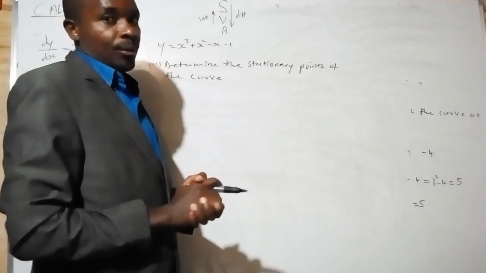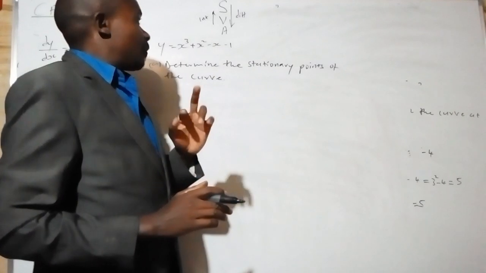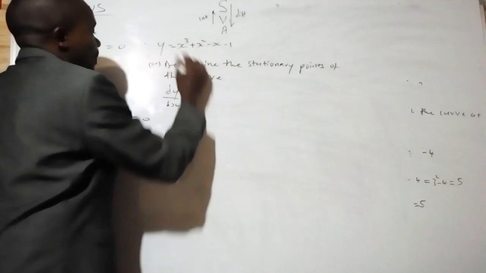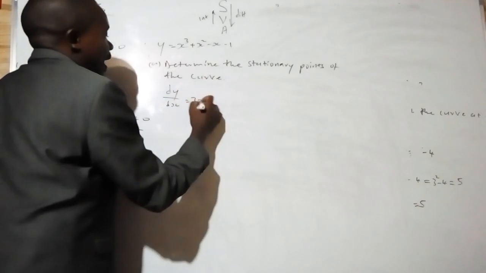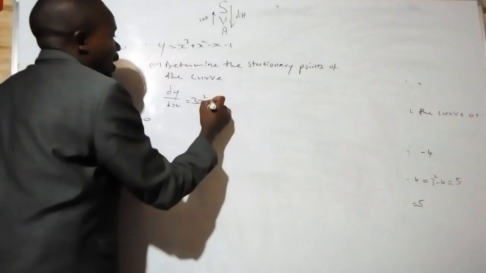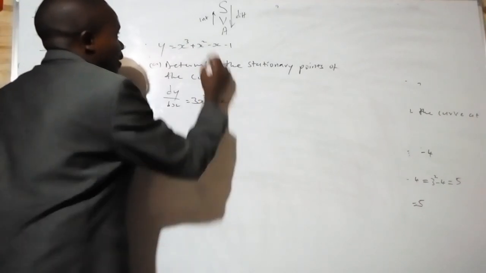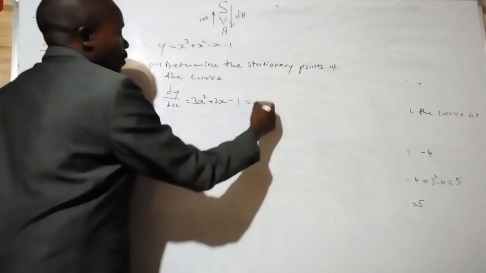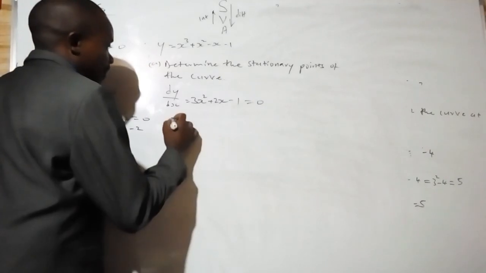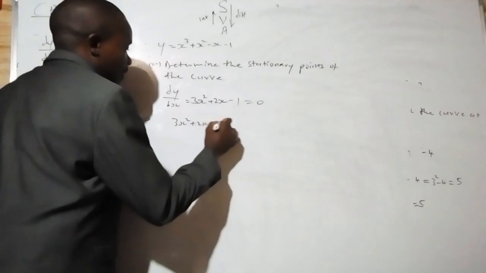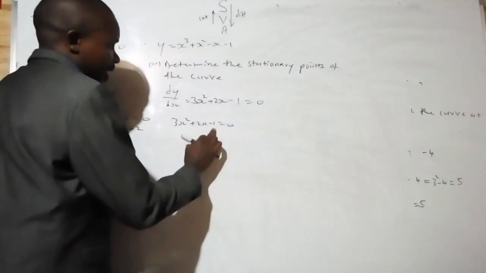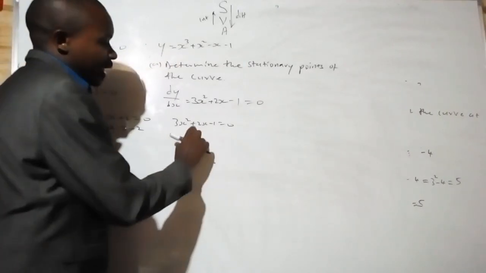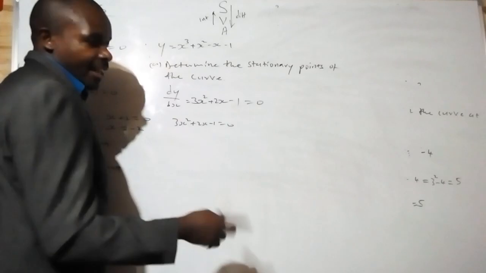You are supposed to get the two values of x like this: dy over dx is equal to 3x squared plus 2x minus 1. This equation you equate with 0, to have 3x squared plus 2x minus 1 is 0. 3 times 1 is 3. Factors of 3 where the larger one minus the smaller one gives positive 2: 3 minus 1 is 2.